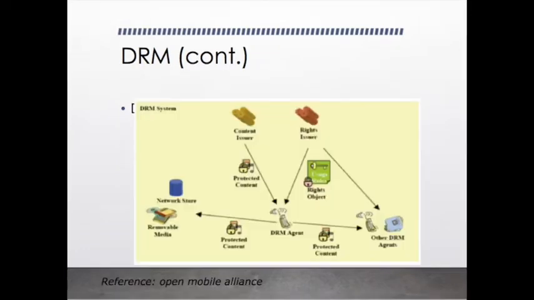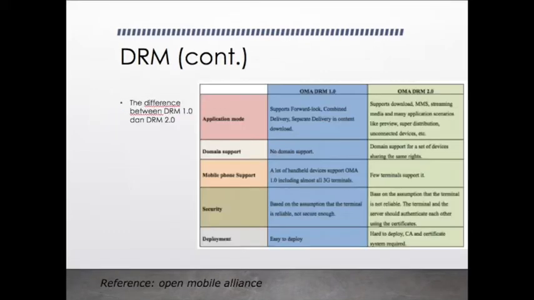So next, as you can see, is the Open Mobile Alliance. It's in the DRM system. And the next is the difference between OMA DRM 1.0 and OMA DRM 2.0. The first difference is the application mode. For OMA DRM 1.0, it supports forward lock, combined delivery, and separate delivery in content download.